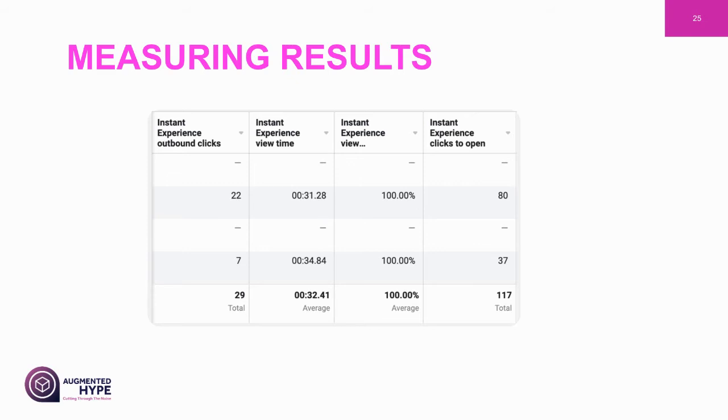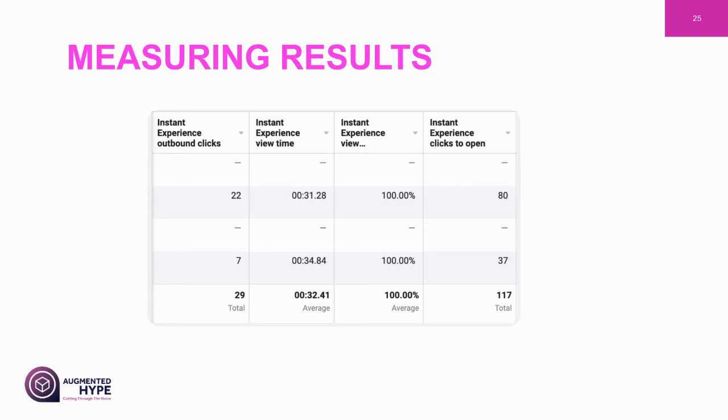Instant experience view percentage, that's basically the amount of people clicking who are viewing it. So I think most of the time that's going to be 100%. I don't know why people would click and just close it straight away, but maybe that might happen. So that's where that would show up. Instant experience view time, so that's how much people are spending on the actual filter, and this is an average.